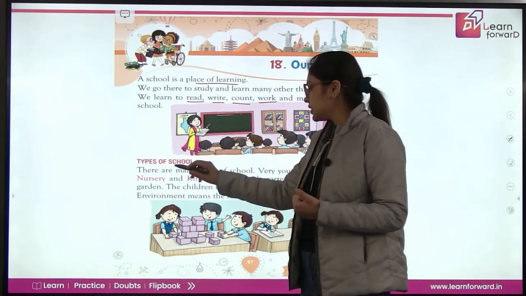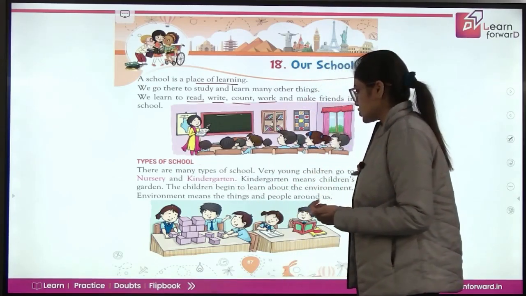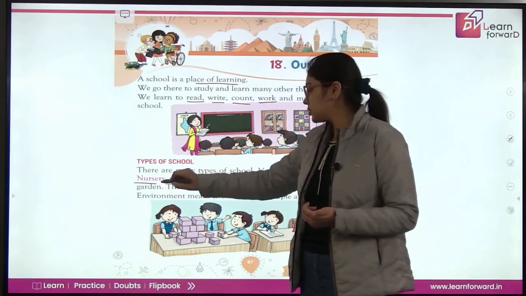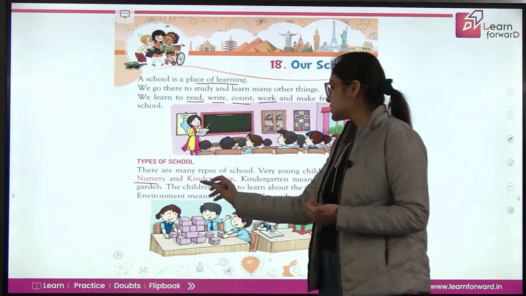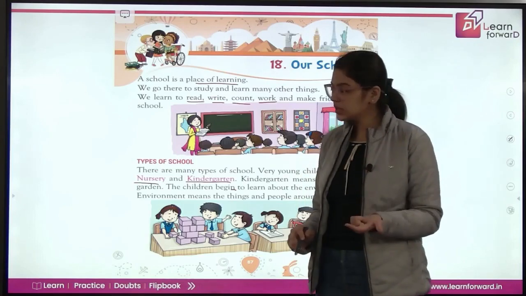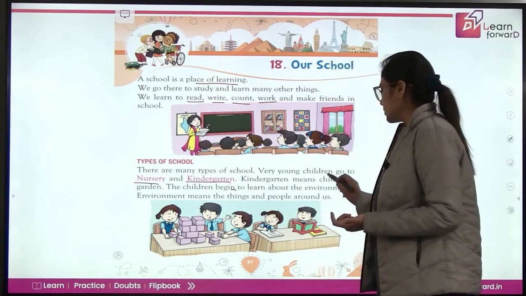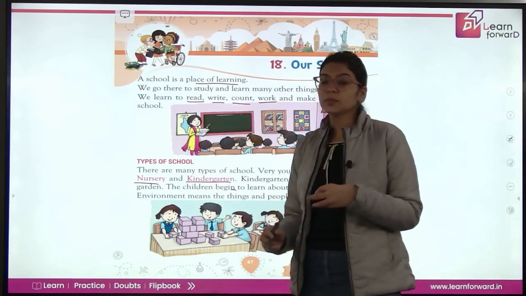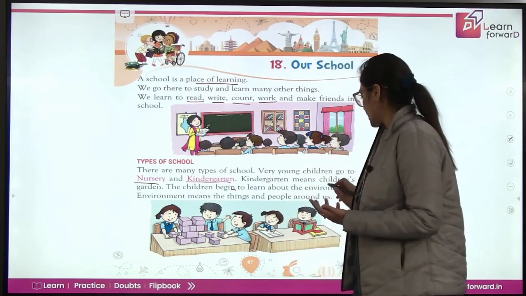Types of school. There are many types of school. Very young children go to nursery and kindergarten. बहुत सारे तरह के स्कूल होते हैं. जब बच्चा छोटा होता है, where do they go? They go to nursery or they go to kindergarten. Kindergarten means children's garden. Kindergarten का मतलब क्या होता है? Children's garden basically.